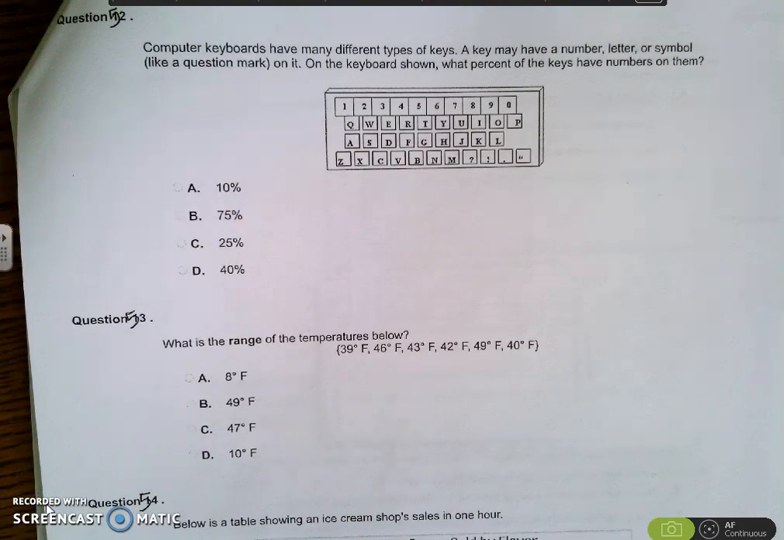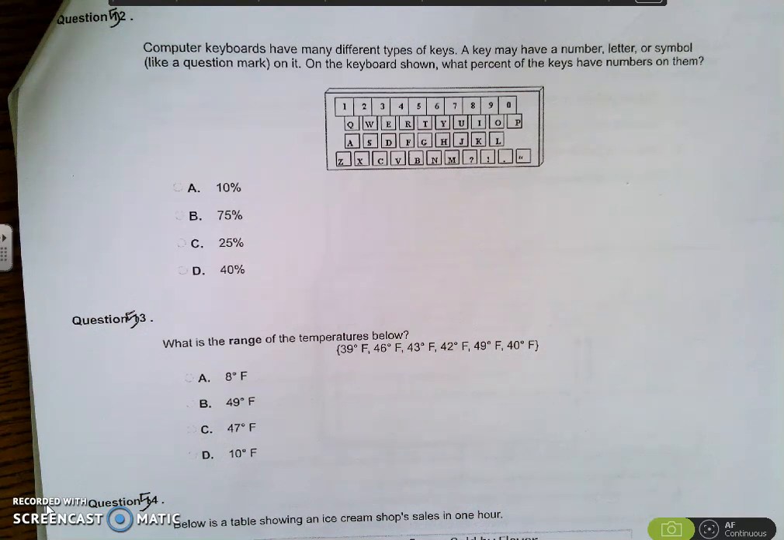52, C. The keyboard shown has 40 keys, including letter, number, and symbol keys. 10 of the 40, or a quarter in simplest form, are keys with numbers on them, and 30 out of 40, or 3/4 in simplest form, are keys without numbers on them. Since 1/4 is equal to 25%, then 25% is the correct answer.